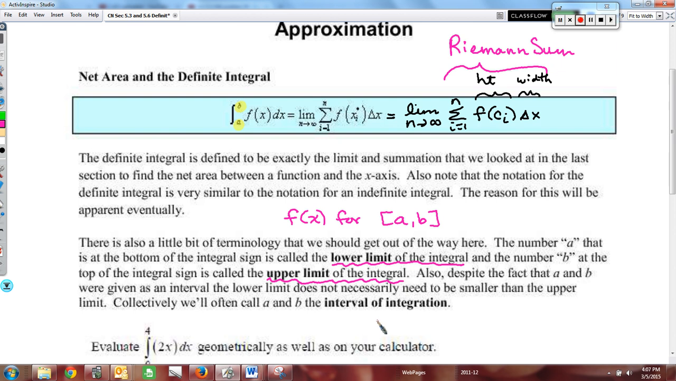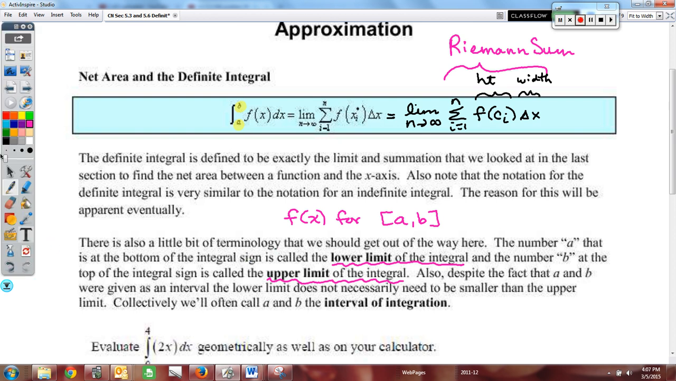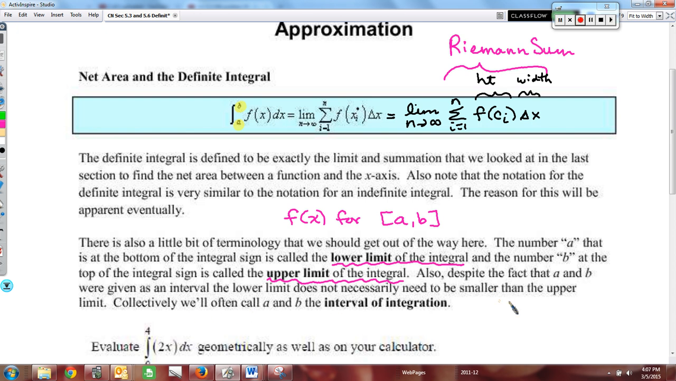We're going to expand our knowledge about this a little bit. In the context of the examples I was doing earlier, a to b was always an interval, and a was smaller than b, but it's not necessarily true that a has to be smaller than b.